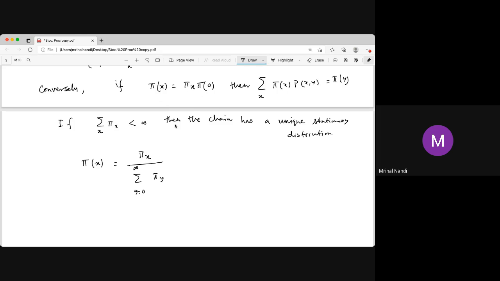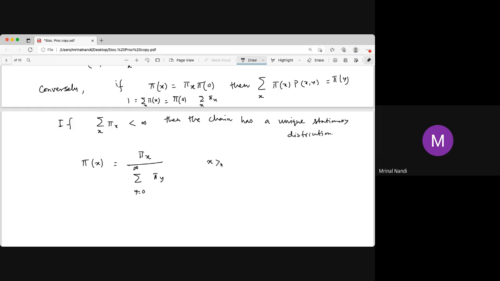So that means we get the value of pi 0. You just take the sum over all this, and that is 1. Even if you take it over 1, that is 1. And pi 0 is a constant, so pi 0 is 1 by the series, the summation of the series. So we take this as finite.